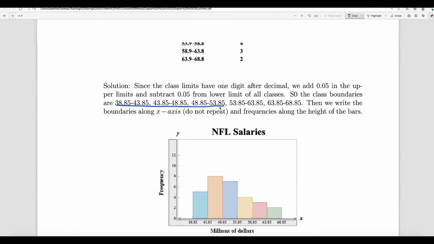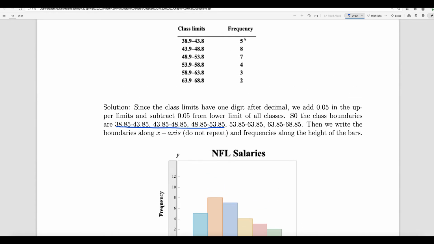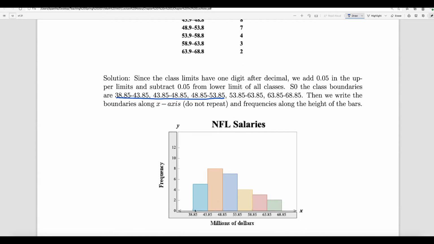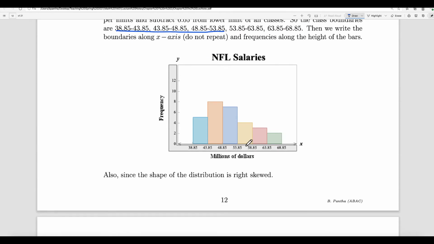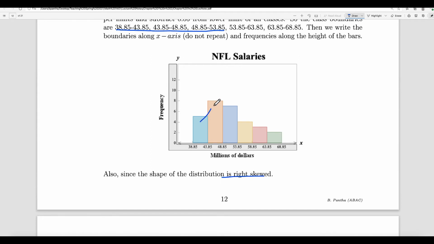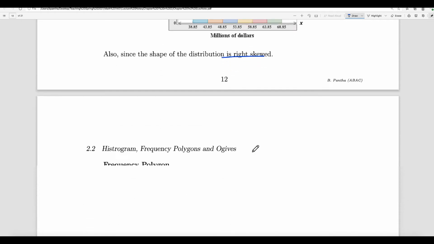And what are the frequencies? The frequencies are the same: 5, 8, 7, like that. So you draw the rectangle of 5, 8, 7, and so on. You continue drawing that way. Okay, this is the histogram. And what is the shape? It is right skewed, right? Because you see there is a longer tail on the right. There are smaller frequencies on the upper end. That's why it is right skewed.